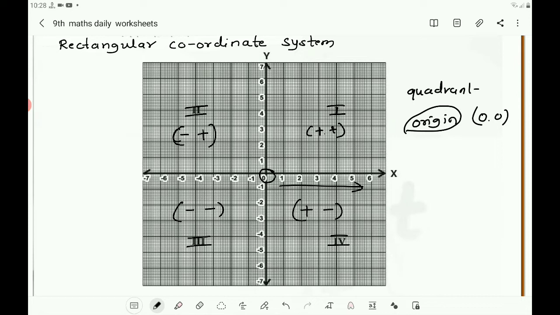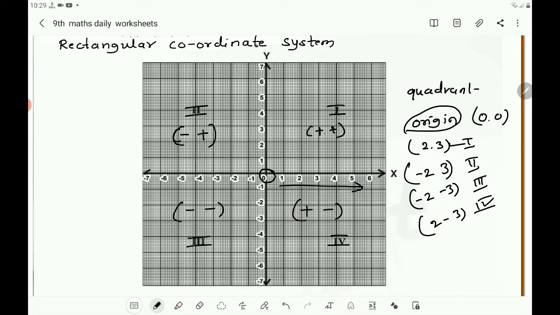And if you take the point (2, 3), here you observe both are positive. So in which quadrant does this point lie? As both are positive, this point lies in the first quadrant. And if it is (-2, 3), here it is minus plus, this lies in the second quadrant. And if it is (-2, -3), it lies in the third quadrant. If it is (2, -3), it lies in the fourth quadrant.